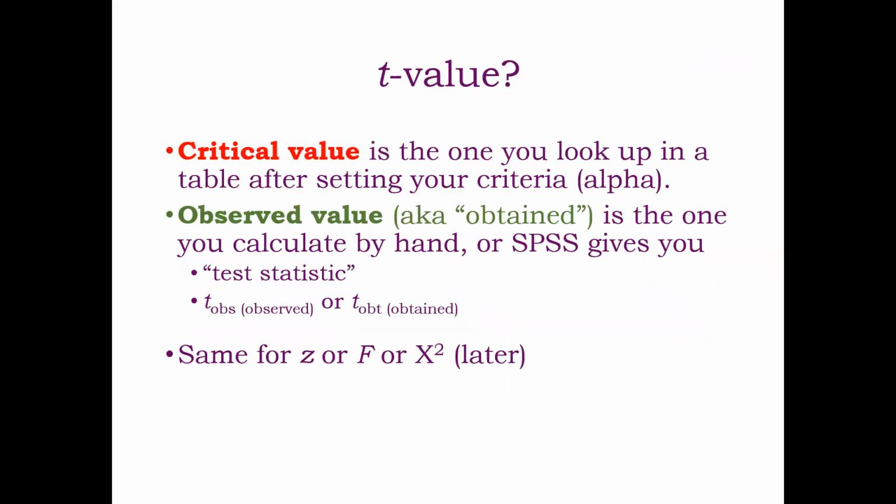Your t-value, the critical value, is the one you look up in the table. The observed value is the one you calculate by hand, or SPSS gives you a test statistic, okay? And it's referred to as either T observed or T obtained, depending on what text you're using. I believe our current text calls it T obtained, but it's the same thing. Okay, it's the one you calculate, whereas the critical value is just like with Z, the one you look up in a table, right? Or SPSS does that automatically. Okay, this is the same for Z, for F, or chi-squared, which we'll talk about later.